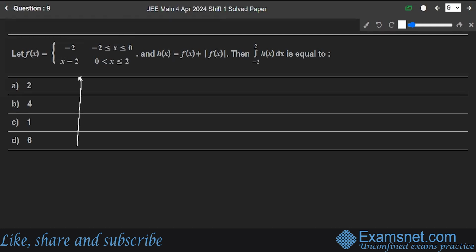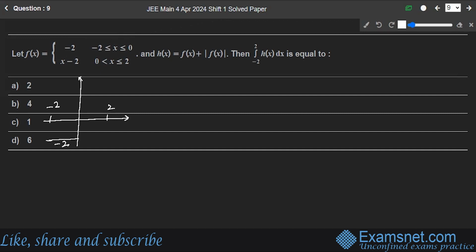This is the graph, and this is 1. This is -2 for x lying between -2 and 0. Suppose there is -2 and here is 2. So when x is lying between -2 and 0, it is equal to -2. This is the graph, somewhat looks like this.